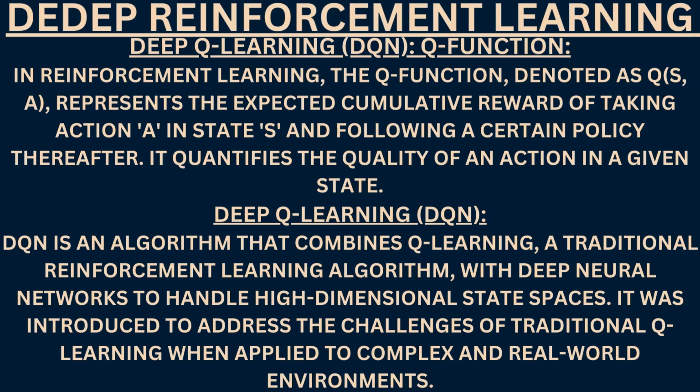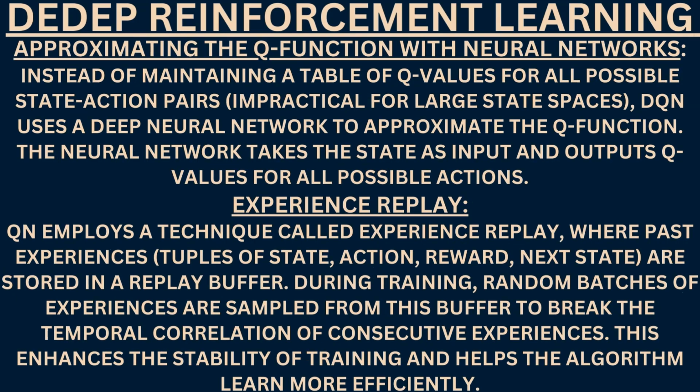Deep Q learning, DQN. DQN is an algorithm that combines Q learning, a traditional reinforcement learning algorithm, with deep neural networks to handle high-dimensional state spaces. It was introduced to address the challenges of traditional Q learning when applied to complex and real-world environments.